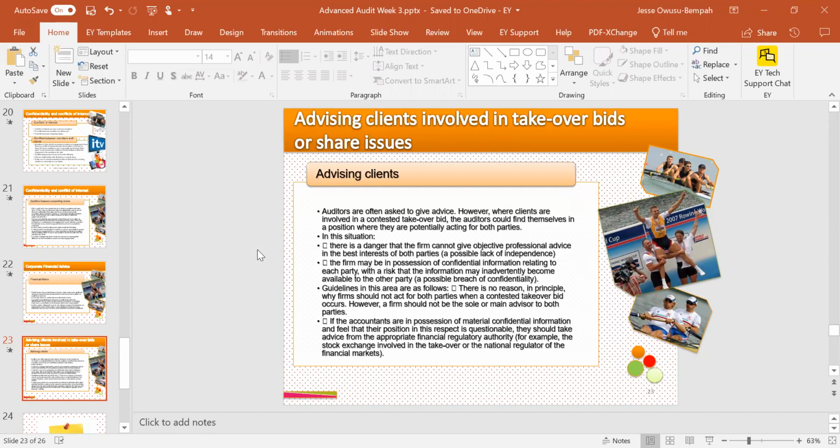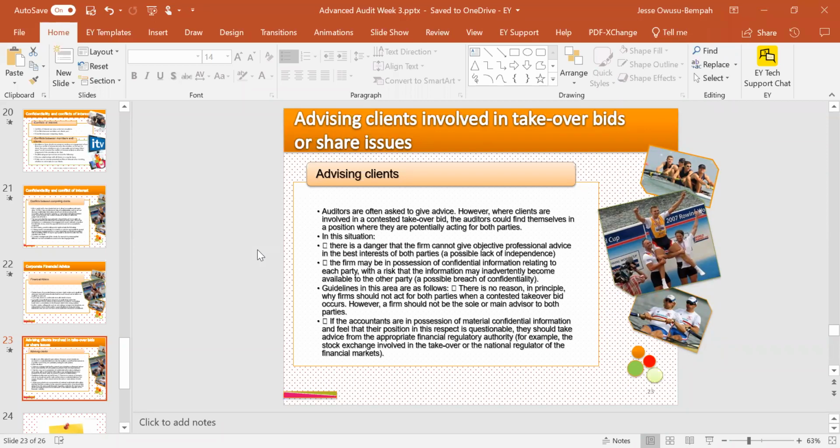So we are still talking about advising clients. There are situations where there will be takeover bids or share issues, and in such situations, auditors are often asked to give advice. However, where clients are involved in a contested takeover bid, the auditors could find themselves in a position where they are potentially acting for both parties.